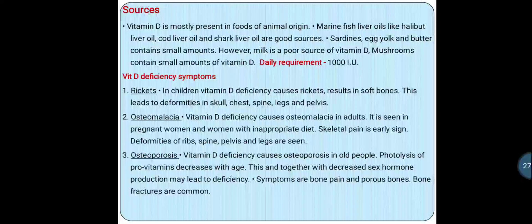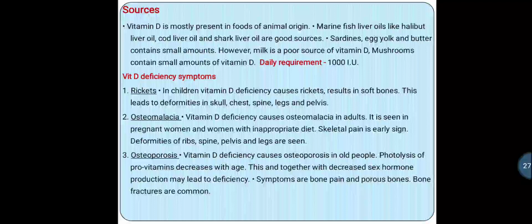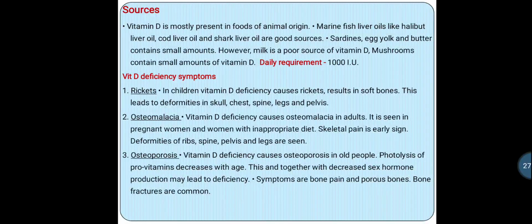So which deficiency symptoms occur due to vitamin D deficiency? First one is rickets. Rickets generally occurs in children, which results in the softening of the bones, and this leads to deformities in the skull, chest, spine, legs and the pelvis.